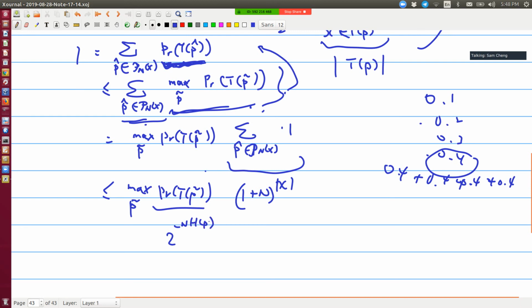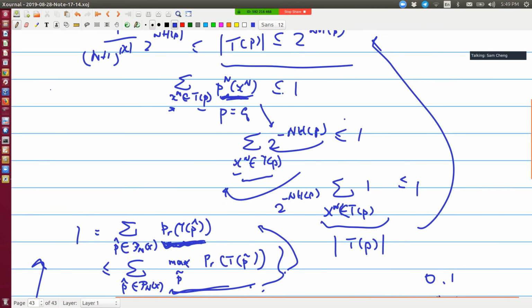Here I assume p equal to q. So it's equal to 2 to the minus nHp for that particular sequence, but I have Tp so many sequences, right? So then we just put the terms on the other side, we have 2 to the n on the other side, and we have the lower bound here.